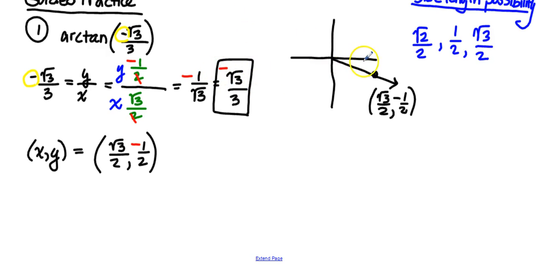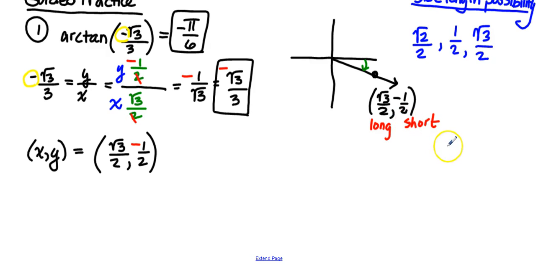Now I just need to ask myself, what angle measure gets me there? And if you are thinking and or already wrote -π/6, I agree with you. It's a negative 30-degree angle. I know that because this is a long side, a long x, and a short y. So that's what influences my sketch.